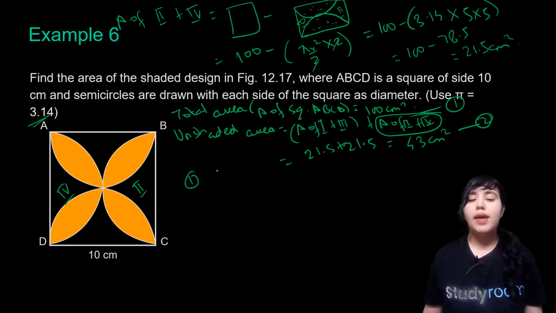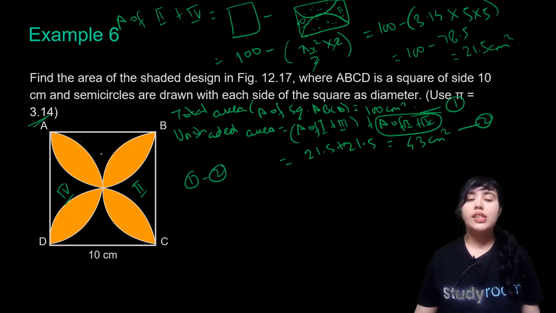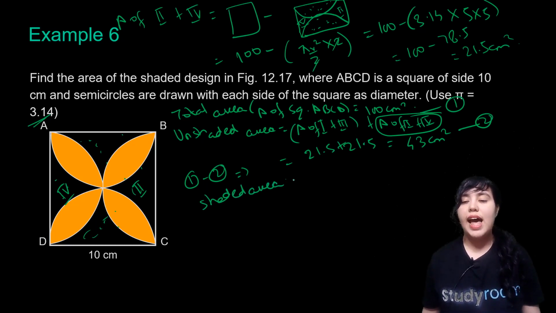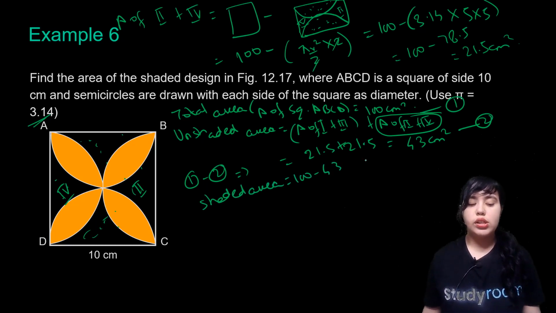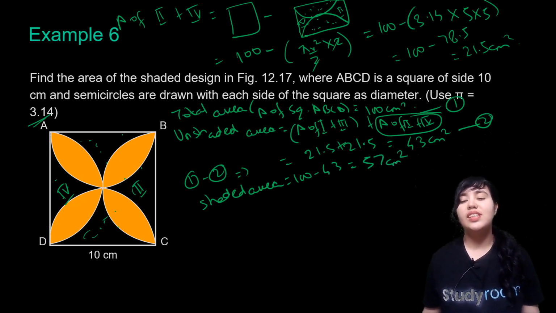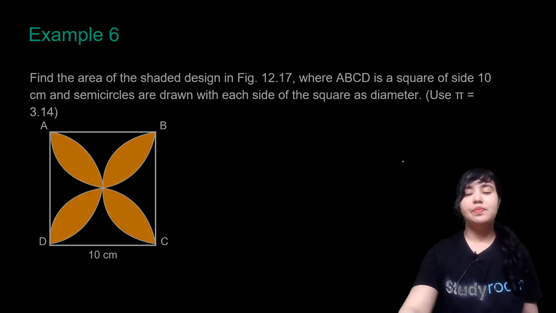Now if I do 1 minus 2, if I take the total area, and from here if I subtract this unshaded region, then I'll get the shaded region. So this will give me my shaded area as 100 minus 43, that is 57 centimeters square. So this is your answer.